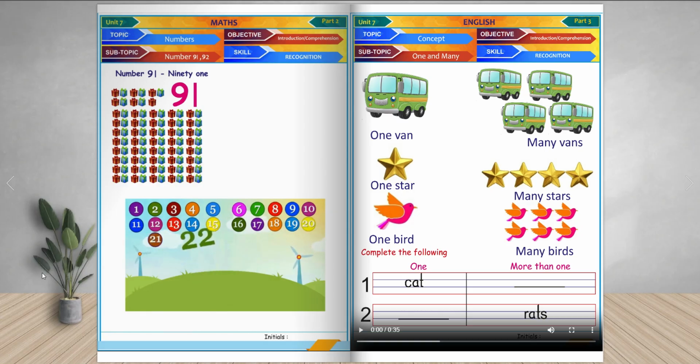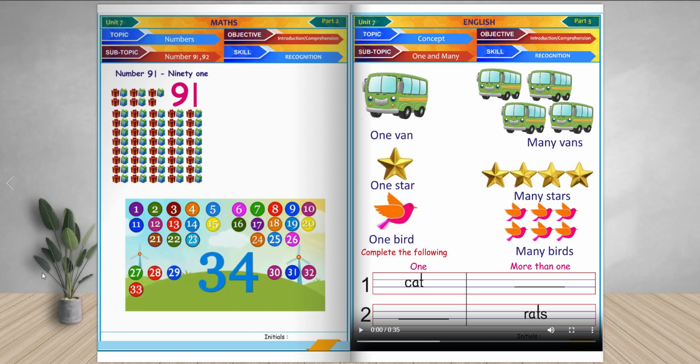22, 23, 24, 25, 26, 27, 28, 29, 30, 31, 32, 33, 34, 35, 36, 37, 38, 39, 40, 41.